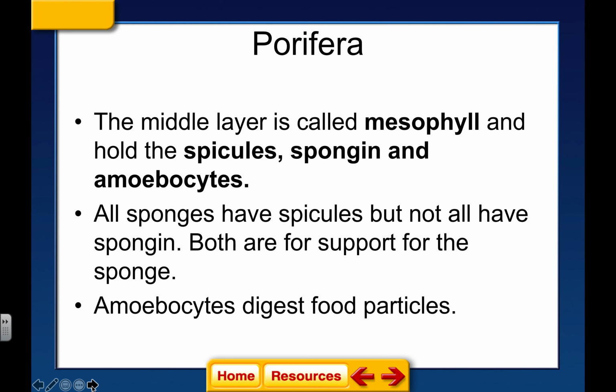Now, amoebocytes are also in the mesophyll, or this middle layer, and the amoebocytes are what digest the food particles. Food is going to have to be filtered out of the water, but there's going to have to be some sort of digestive process in order to get their food. So they rely on these amoebocytes to digest the food.